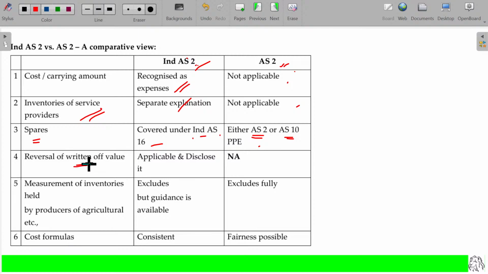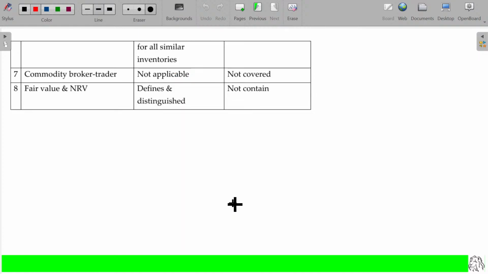Reversal of written down value is possible here, not applicable there. Measurement of inventories held by producers of agricultural produce is, of course, excluded. But guidance is available here, whereas there is no guidance at all there. Here guidance is there: fair market value minus any expenses for sale, measured at the time of harvest. That guideline is there, but there such a guideline is not there. Cost formula, consistent, whatever it may be, you can follow it consistently.